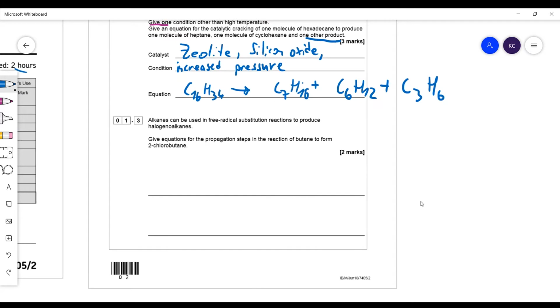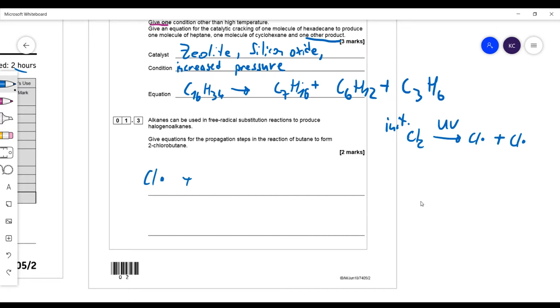Next part: alkanes can be used in free radical substitution reactions to produce halogenoalkanes. Give an equation for the propagation step in the reaction of butane to form 2-chlorobutane. You know that it's chlorine there, so that's going to be the radical. In general, the initiation step is Cl2 needs UV light to break this Cl-Cl bond homolytically, which means that each chlorine atom will take one electron, generating 2 chlorine radicals. So from the initiation step, we got 2 chlorine radicals. We're going to take one and react it with the butane.